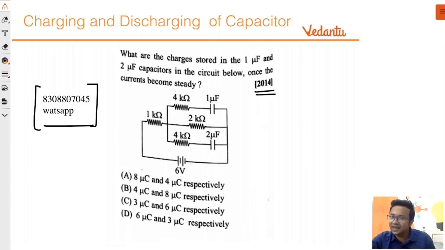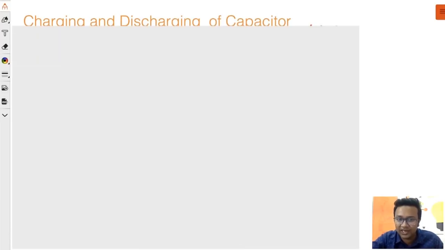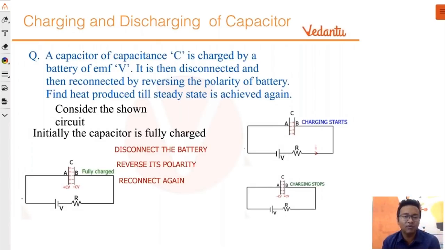So let's get well acquainted with this. It's a popular concept even for your JEE examinations. Now, in this question, we have a capacitor that is fully charged, disconnected from a battery which has an EMF of V volts. And we have a resistor out here.